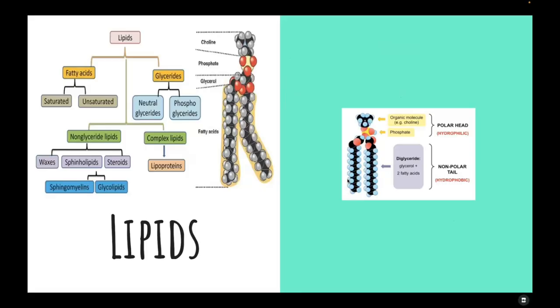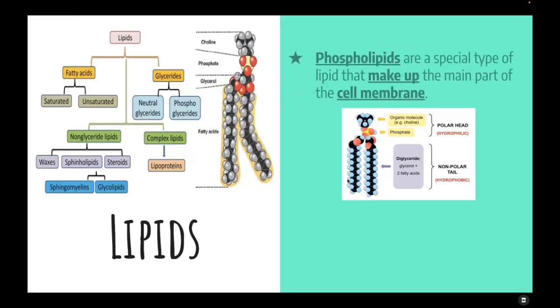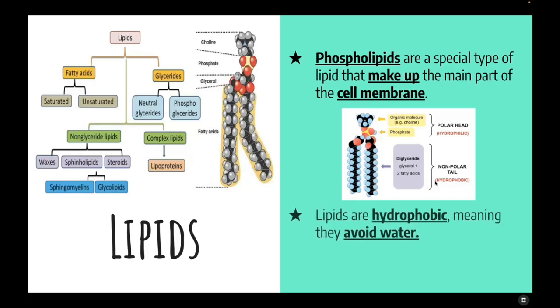All right. And so when we talk about lipids, we also want to mention that there's something called phospholipids that are what makes up our cell membrane. And it's called phospholipids because you do see a polar head and a nonpolar tail. What polar head means is that it's hydrophilic, meaning it loves to be around water. And then our nonpolar tail is hydrophobic, so it fears water. All right. And so lipids are hydrophobic, they're going to avoid water.